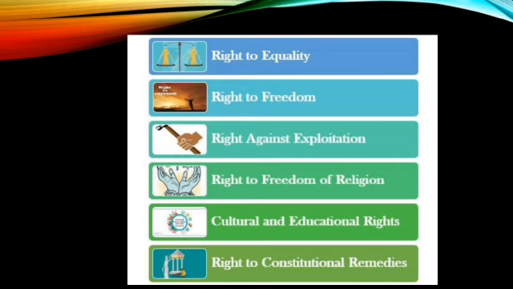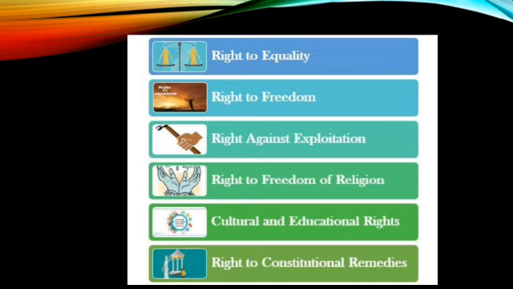Next is right against exploitation. Poverty makes people helpless. The rich take advantage of the poor's helplessness. Poor people are often compelled to work without payment. This is called forced labor or begar. So, the right against exploitation prohibits trafficking, forced labor, and working of children who are under the age of 14 years.